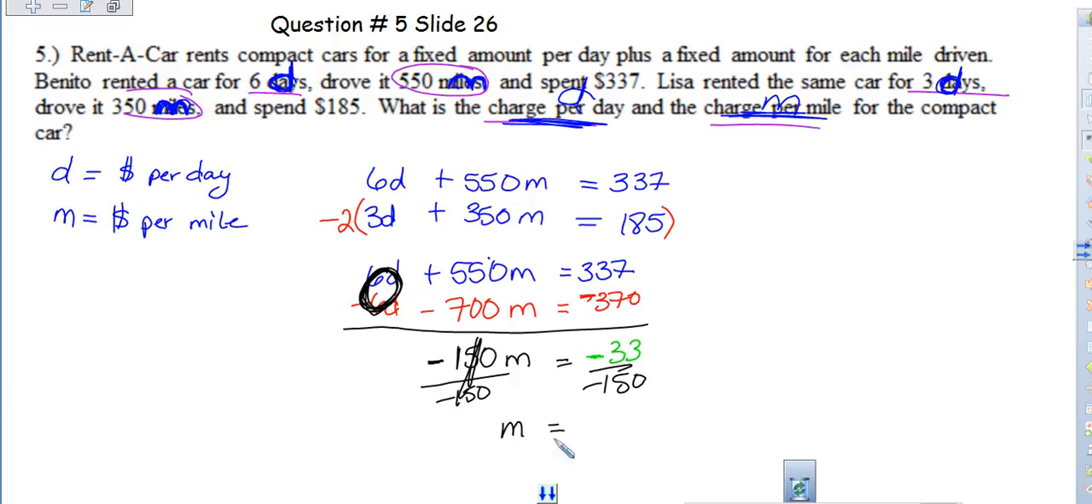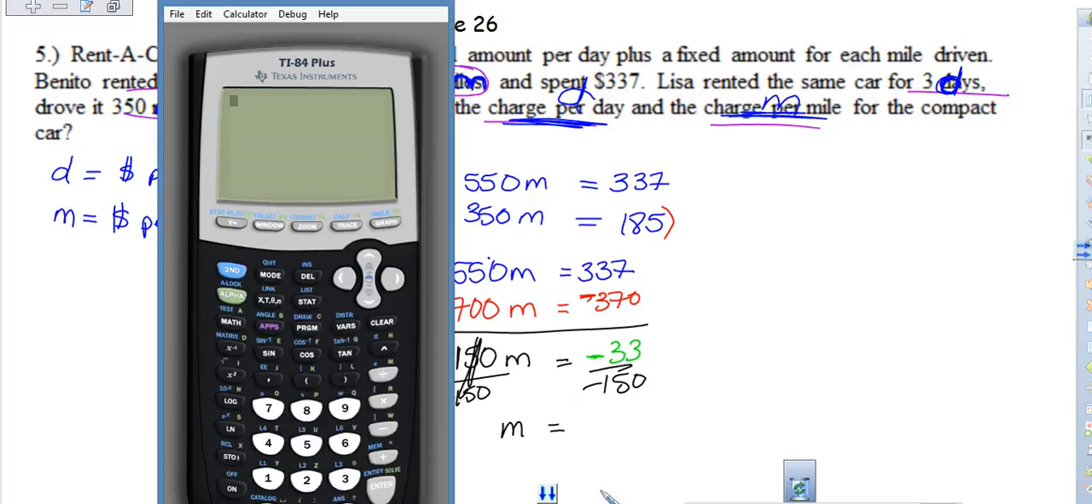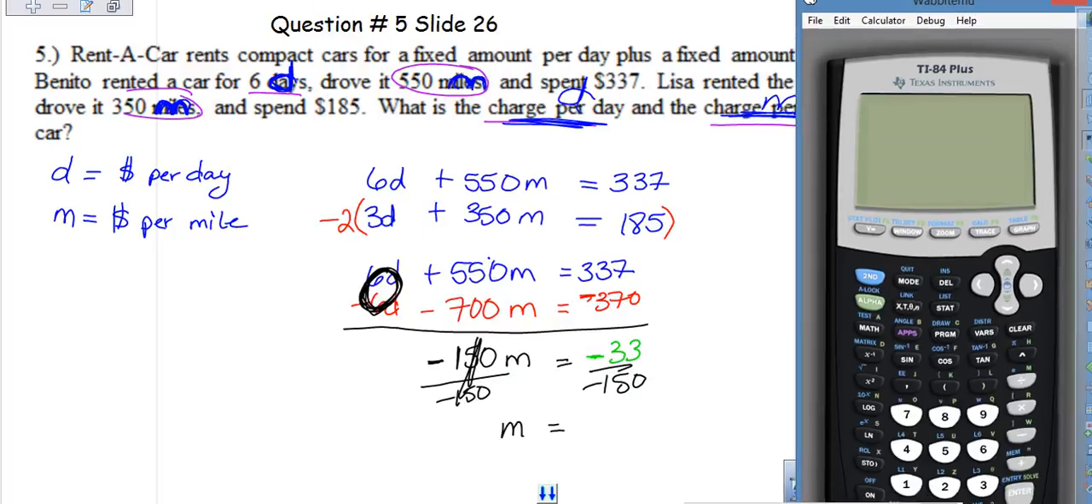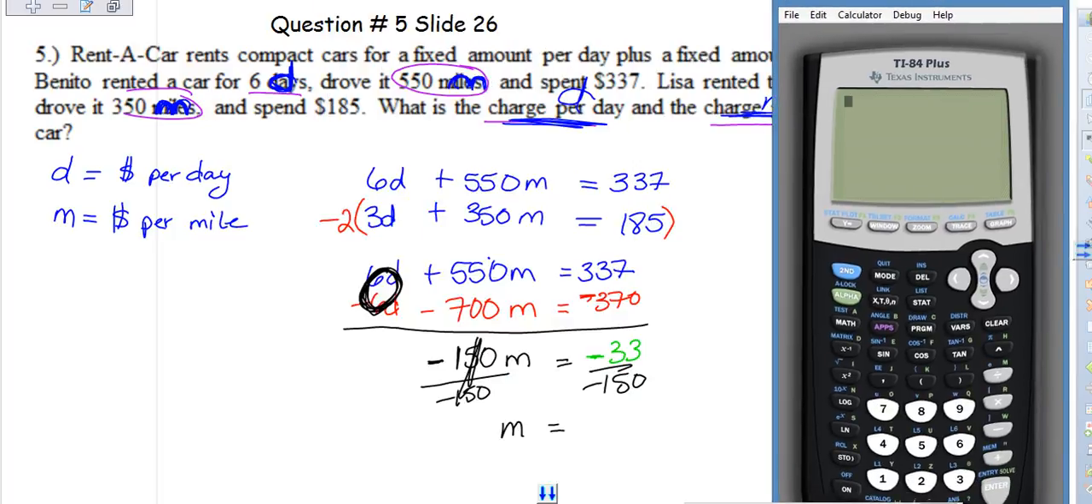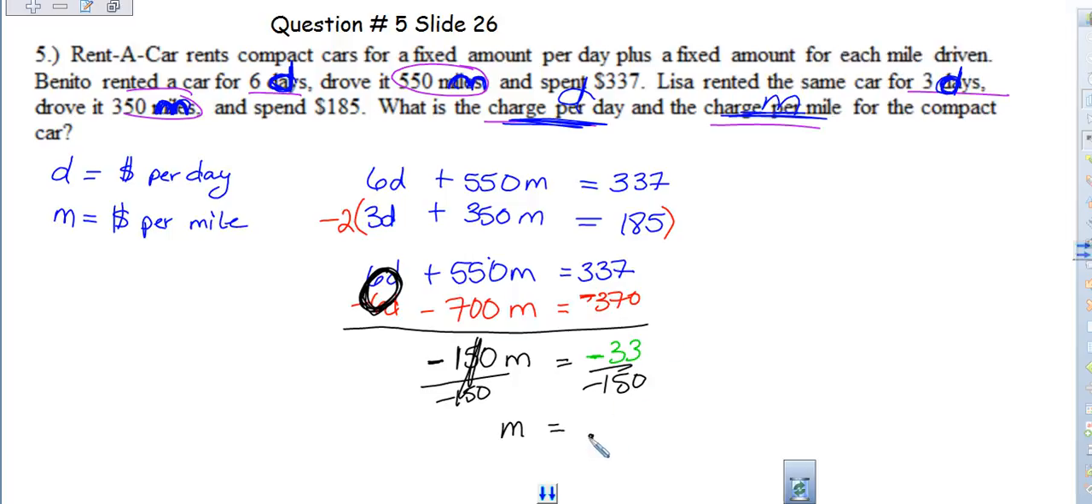And m will equal negative 33 divided by negative 150, which is not one that I know off the top of my head, so I'm going to go ahead and pull up my calculator. Pull that over here to the side. And then negative 33 divided by negative 150. Okay, will equal. Notice how I didn't put the bigger number first. I put it as it was written. Make sure you do that. 0.22 is what I get as my number of mile, or my cost per mile.